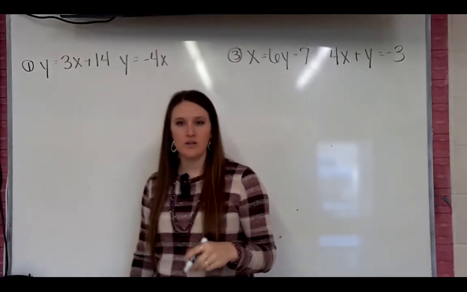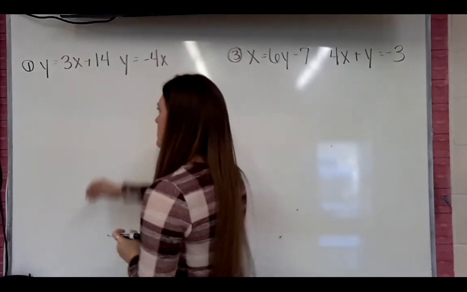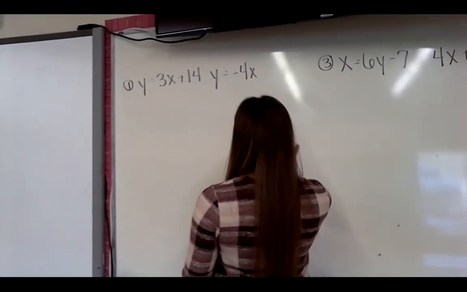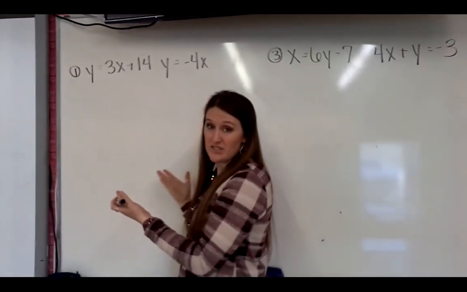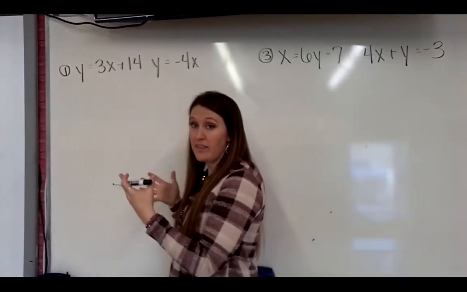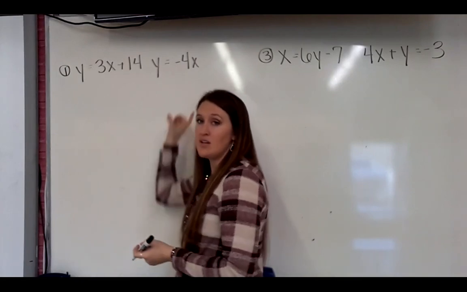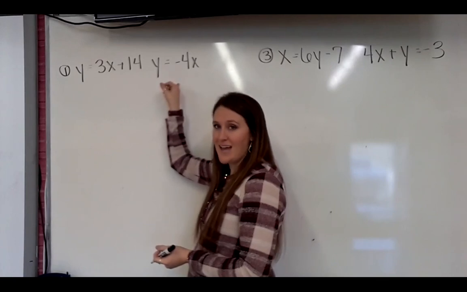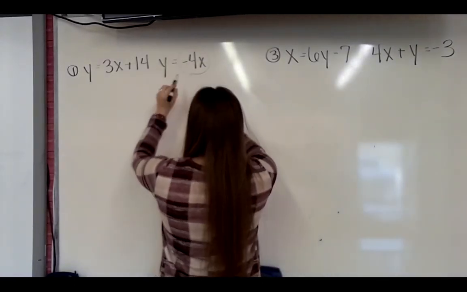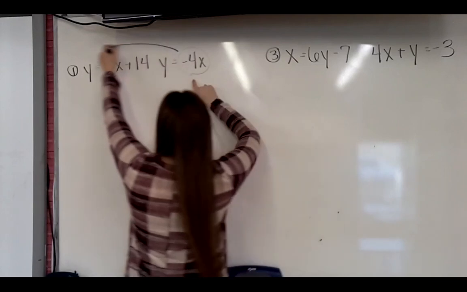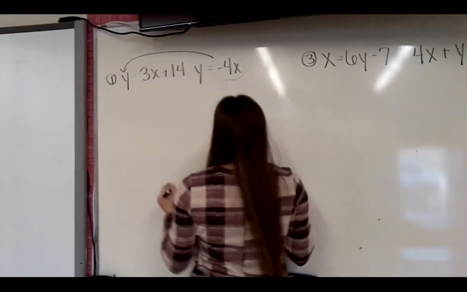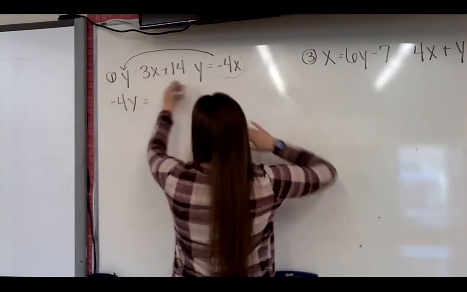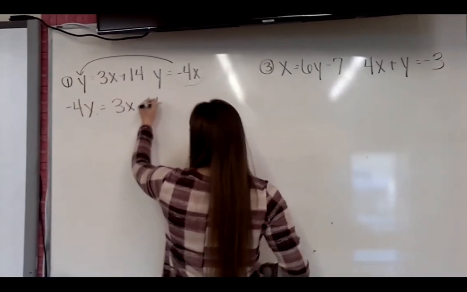On examples 1 and 3, we are solving by substitution. On number 1, we have y equals 3x plus 14 and y equals negative 4x. Both of these are already solved for y, so you don't have to do anything first before you start substituting in. I'm going to take y equals negative 4x, because it looks a little easier. I'm going to take that whole thing, since that's what y equals, and plug it in for y on my other equation. So now instead of y, I have negative 4x equals, and then I still have 3x plus 14.